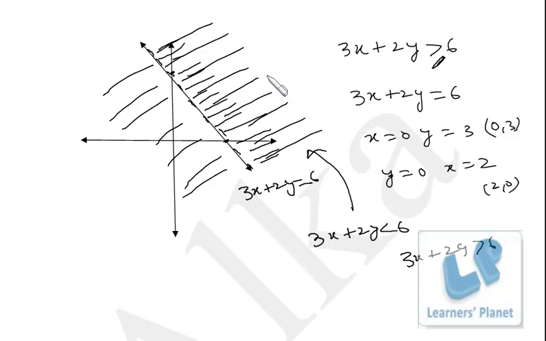If it is only greater than 6, then this line must be a broken line, because this line will not be included, right? Because on this line 3x plus 2y is equal to 6. So to show greater than, we will make a broken line. To show greater than or equal to, we will make a solid line. Similarly, to show less than, we will make a broken line, and to show less than or equal to, we will make a solid line, right? Less than region is this and more than region is this. Okay.